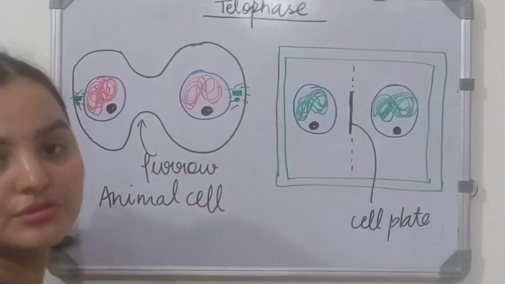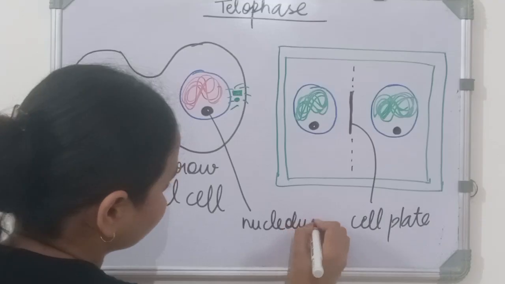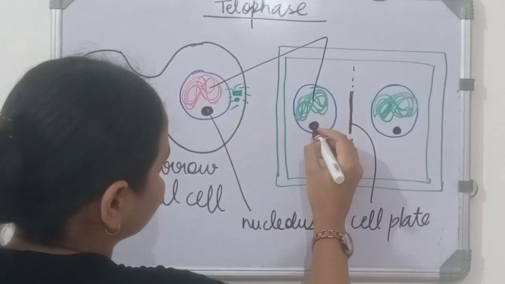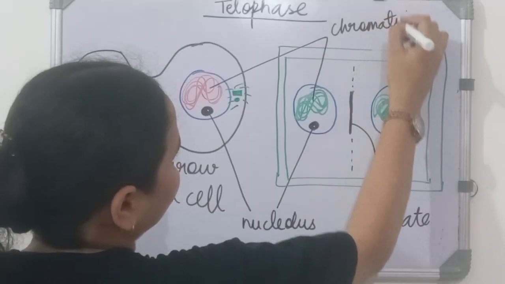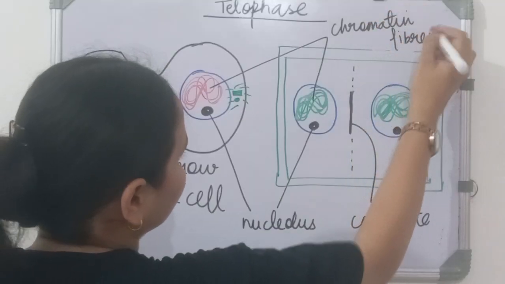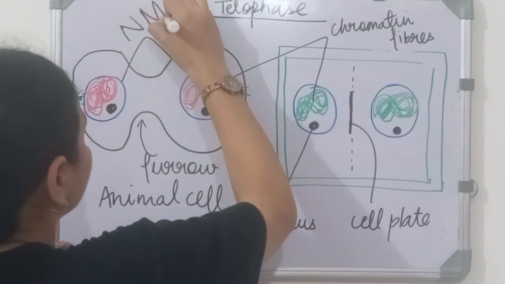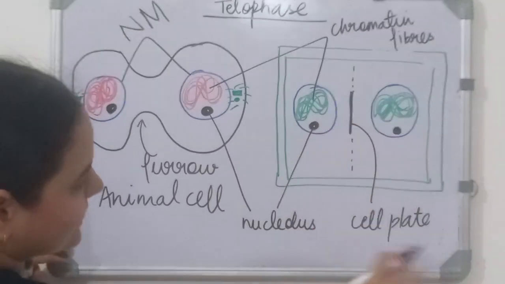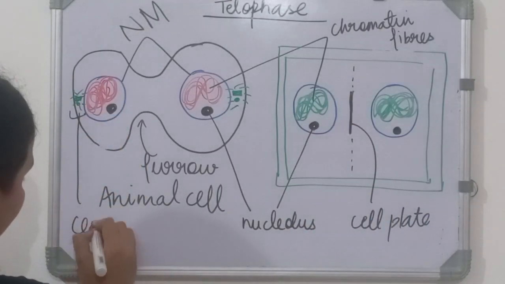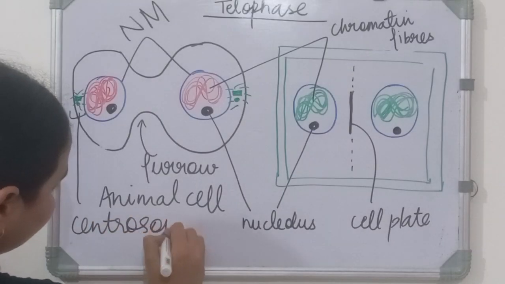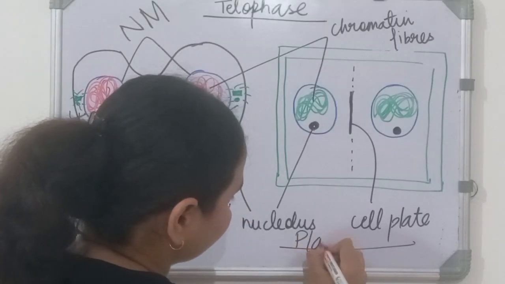Okay, so let's do the labeling. This is nucleolus. This is nucleus. These are chromatin fibers. This is nuclear membrane. Cell plate we have marked. This is very important, and this is centrosome. It is an animal cell and this is a plant cell.